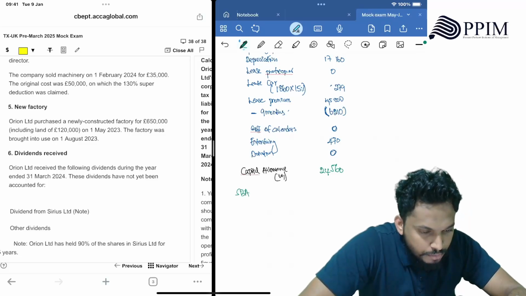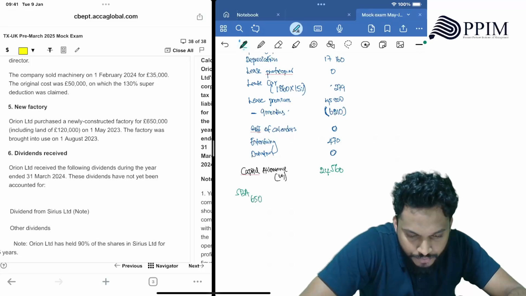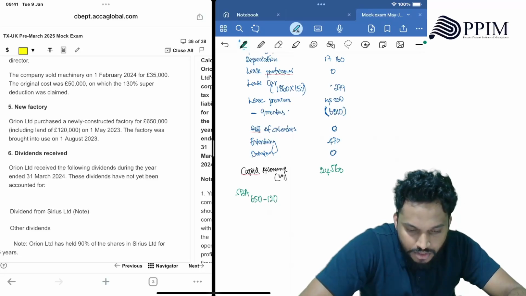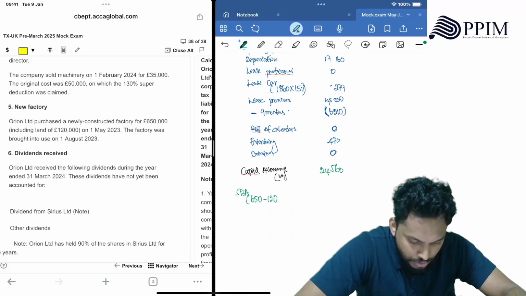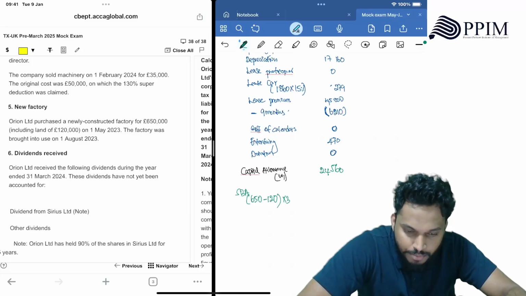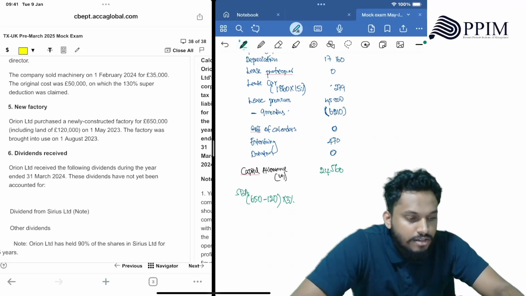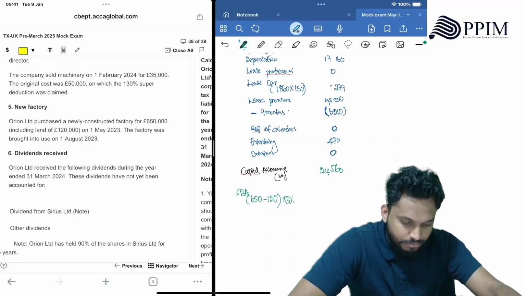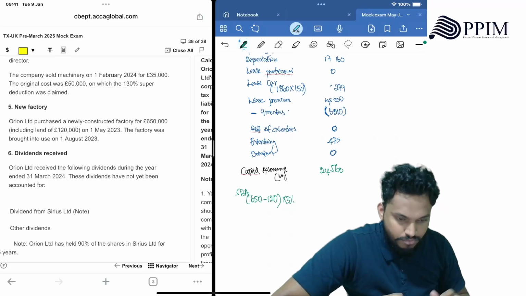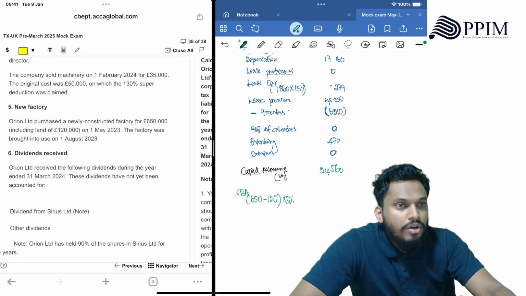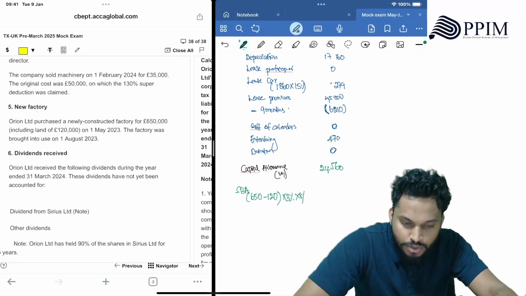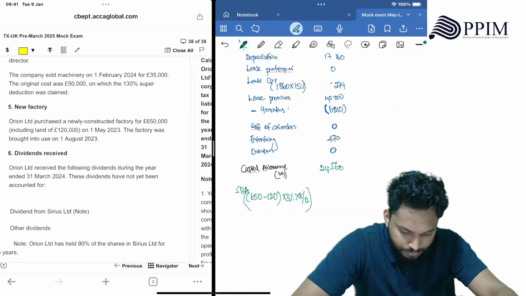Your total building, the new factory, is 650,000. Of this 650,000, I'll do it in thousands, 120,000 is for land. You need to remove it. After removing it, you need to take 3%. But you're bringing the factory into use from 1st of August, so from the date of use only you need to take it. From 1st of August, August, September, October, November, December, January, February, March, that is 8 months. So it will be 8 over 12. How much is that?